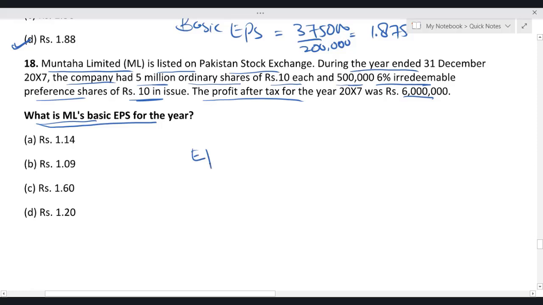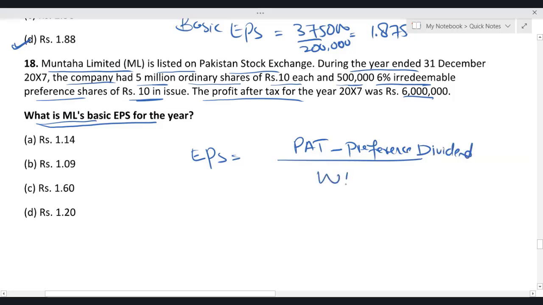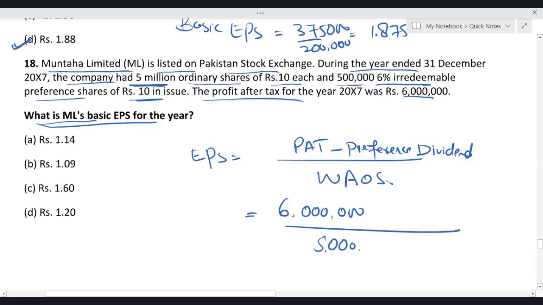Look at this. Profit after tax minus preference dividend, divided by weighted average ordinary shares. Profit after tax, they have given us 6 million. How many shares are there? 5 million. If the organization is just having 5 million shares, no other information, nothing else, it means all 5 million are weighted average shares. You have to deduct the preference dividend.